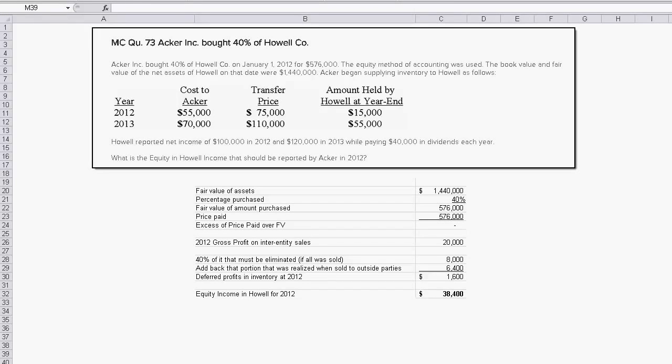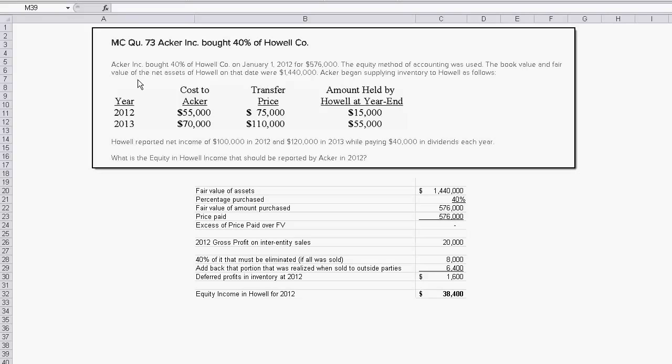Okay, let's explore this equity accounting problem. Now, I want to first focus on the question. The question appears here. It says, what is the equity in Howell income that should be reported by Acker in 2012? Okay, so we're just going to focus on 2012 information.